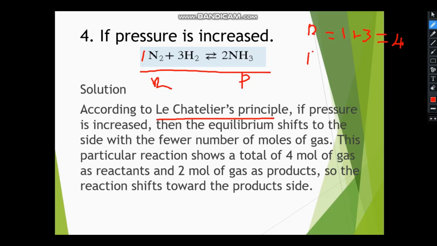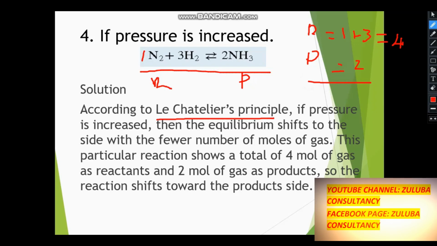Then from the products we have 2. So where do we have fewer moles of gas? We realize that it is from the product. So the reaction will shift towards the product. That is what Le Châtelier's principle tells us. In this case, if the pressure is increased, the reaction will shift towards the product.